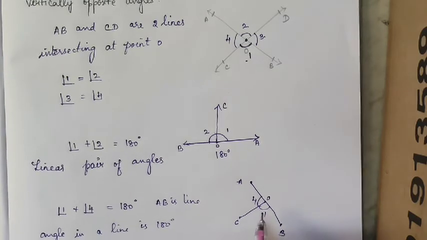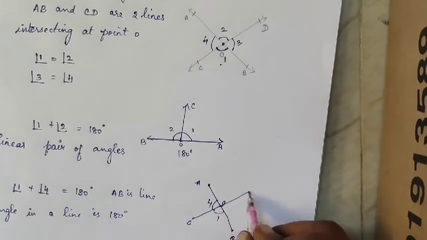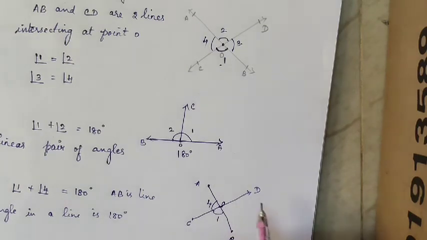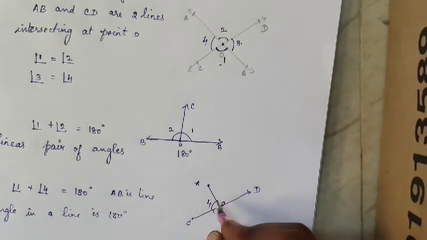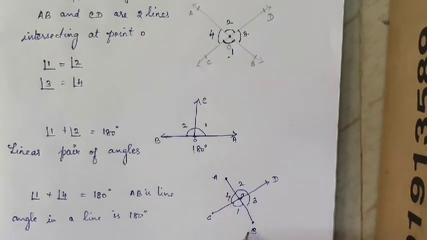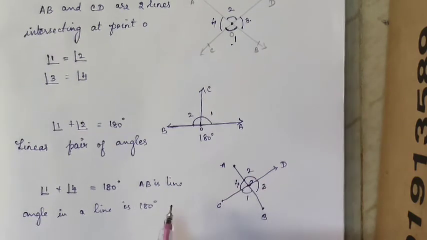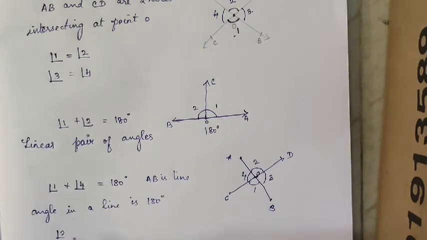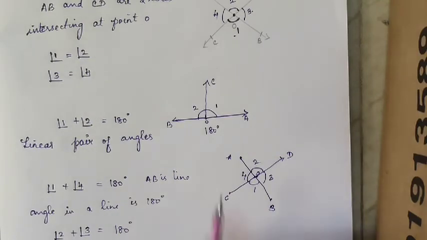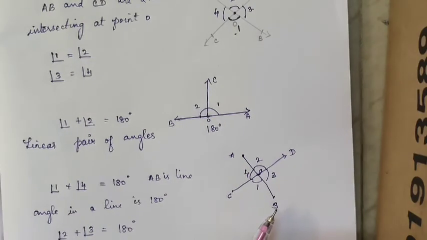Now the same thing, let us take in the next way. Let us take that ray as OD. Forget about OC now. On this side I have angle 2 and angle 3. Similarly, if AB is a line and OD stands on AB at the point O, then angle 2 and angle 3 are adjacent angles, and angle 2 plus angle 3 is equal to 180 degree, since AB is a line, that makes the angle 180.